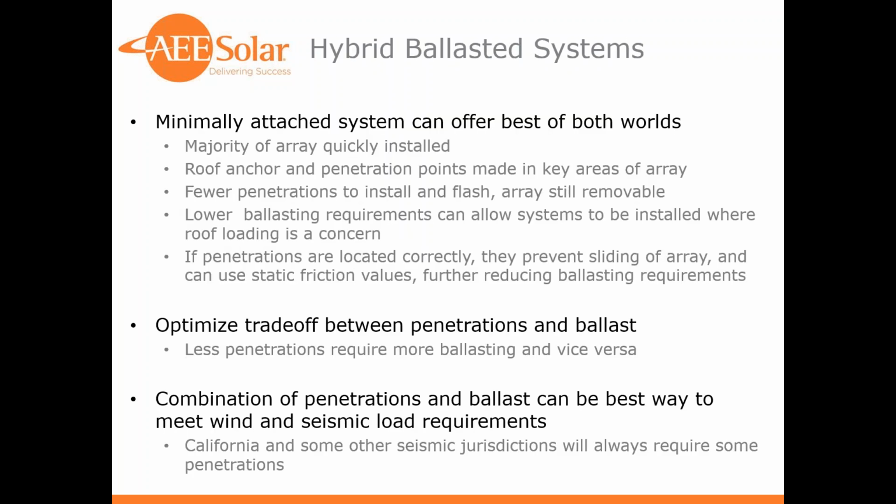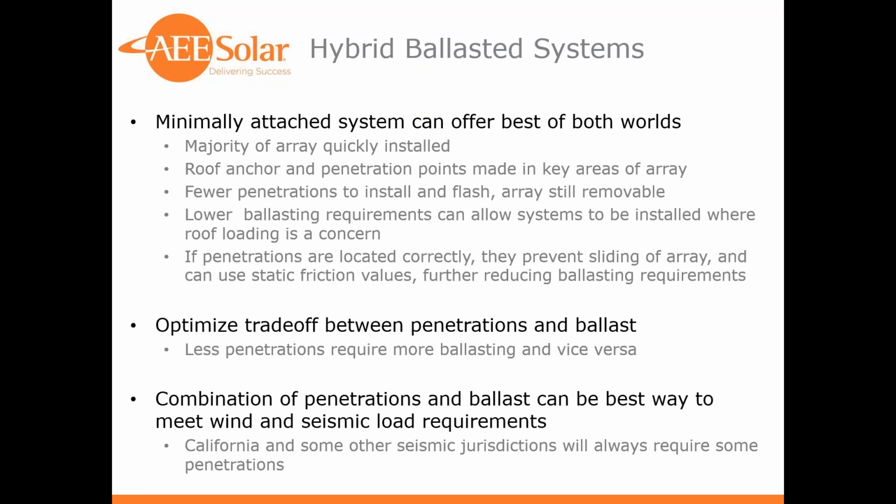For hybrid systems, here we're using mostly a ballasted system, but selectively applying roof anchors in key points, keeping it from sliding. We can use a higher friction coefficient, resulting in lower ballasting on the array. And then we really concentrate on sealing those few key penetration points really well, either contacting the roof of record and using the Chemlink E curves, or using the aforementioned anchor products or OMG attachment points and installing them per manufacturer specifications. So if these penetrations are located correctly, we prevent the sliding, and as we said, we can further reduce ballasting requirements.